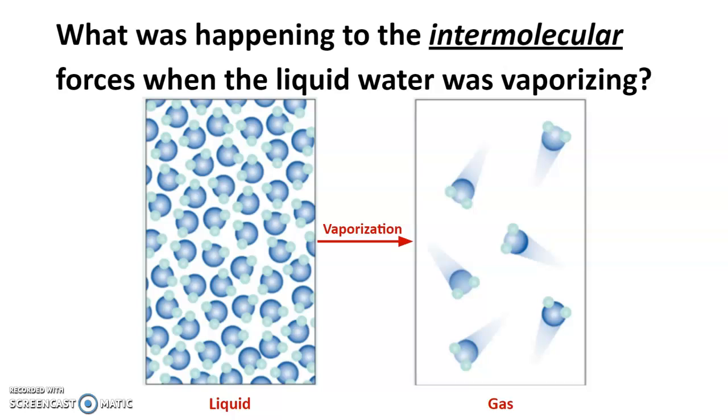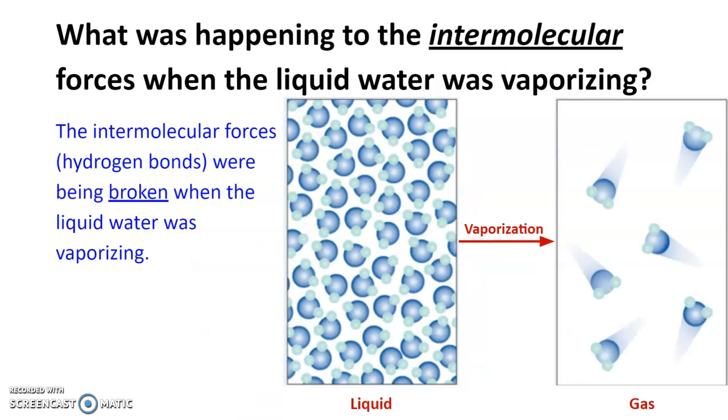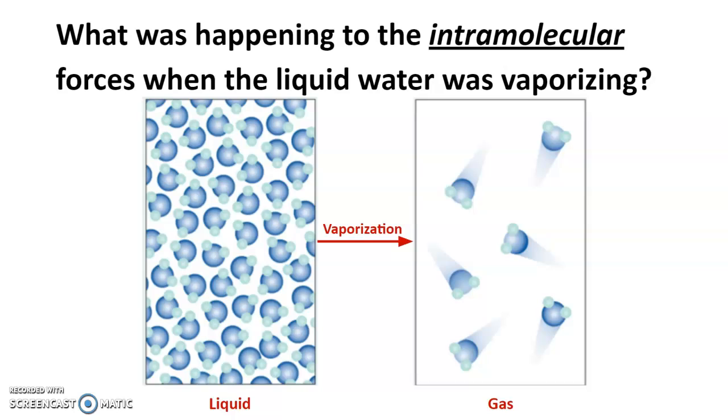So let's think about what was happening to those intermolecular forces during vaporization. Make your prediction. And like we just talked about, right, the hydrogen bonds are being broken when the water is vaporizing. They're not just being stretched, they're being fully broken. The intramolecular forces during vaporization, what happens to them?